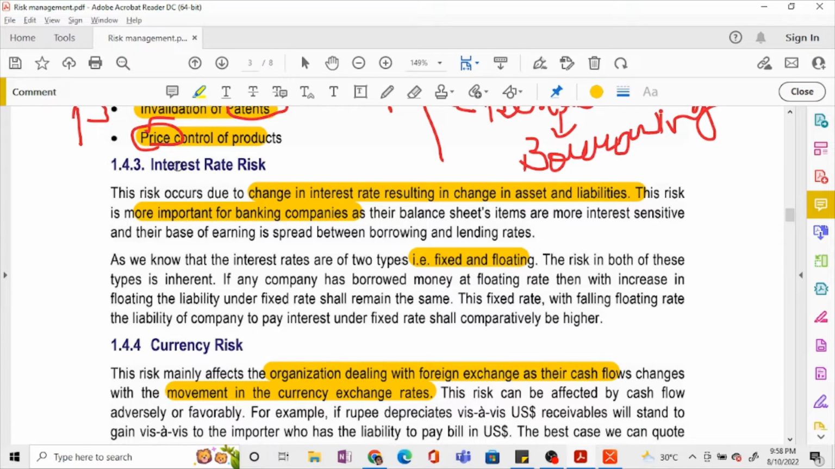If any company has borrowed money at a fixed rate, then with the increase in the floating rate, the liability under the fixed rate shall remain the same. With the fall in the floating rate, the liability of the company to pay the interest under the fixed rate shall be comparatively higher. So with a floating rate change, the assets and liabilities value will increase or decrease.